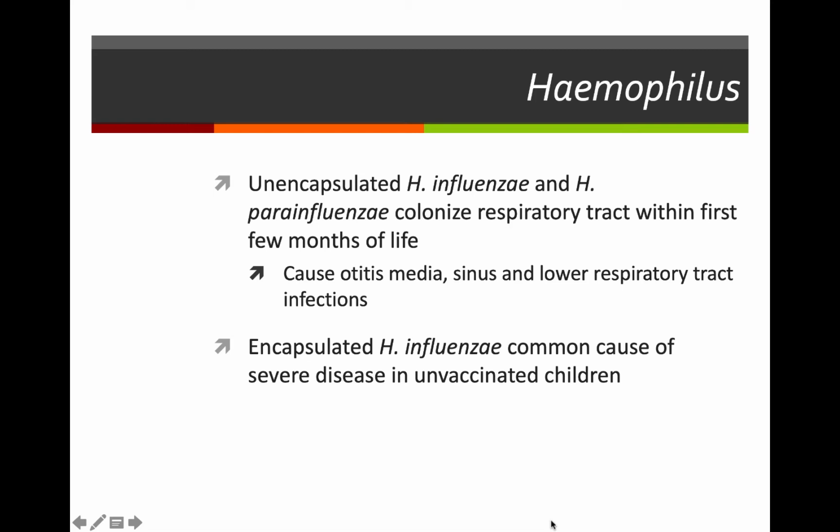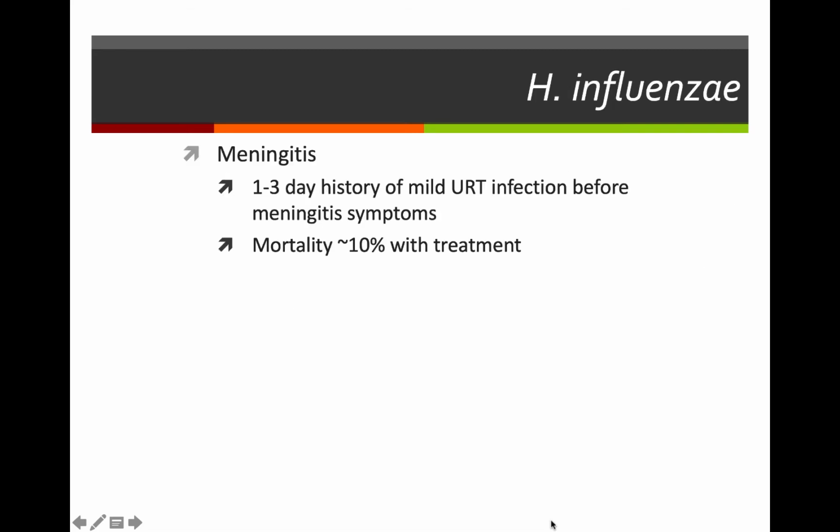So in unvaccinated children, encapsulated Haemophilus influenzae can cause very severe disease. That can include meningitis. What you'll often see in Haemophilus influenzae meningitis is a 1 to 3 day history of an upper respiratory tract infection before the child develops symptoms of meningitis. Again, stiff neck, fever. Those are the things that you're looking for when you're thinking about meningitis. Sensitivity to light. Even with treatment, mortality is approximately 10%.